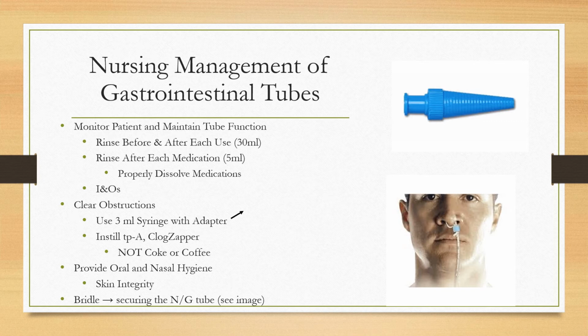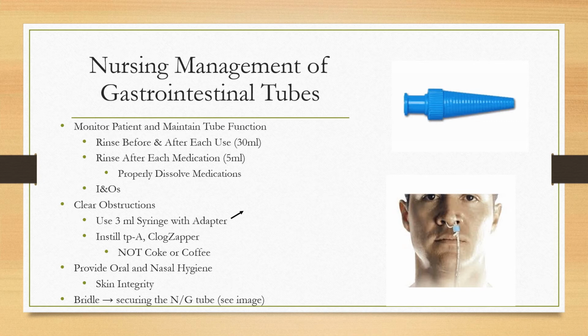Okay, if we're using it as enteral feedings, well, we're definitely going to monitor the amount of feedings or fluid that's going in the NG tube and their urine output. So it just depends on what we're using it for. Okay, sometimes they become obstructed, and a 3 ml syringe is used with an adapter that fits onto the NG tube, because a 3 ml syringe doesn't fit on an NG tube, so there's an adapter.